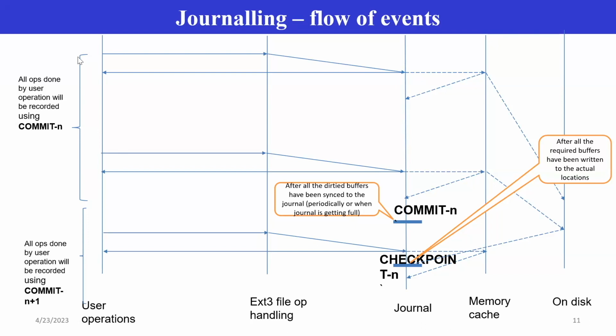At a new point in time, you are going to start a new commit. A commit is like a sequence number: commit 1, commit 2, commit 3, and so on. The bunch of operations done during this time window all go under one commit record. During this time, any user operations that are done get converted to EXT4 file handling, which, like I said, could result in multiple metadata operations and so on.